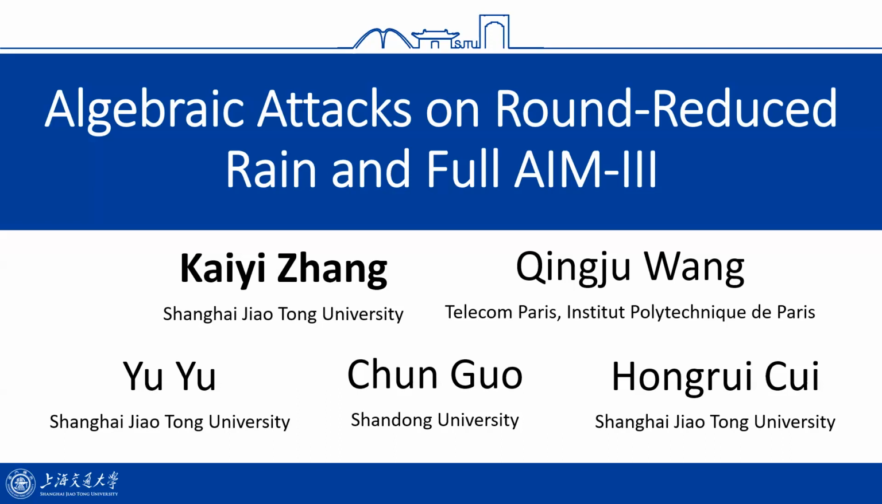Okay, welcome everyone for the second session on Symmetric-Key Cryptanalysis. There will be 3 talks in this session. The first talk will be algebraic attacks on round-reduced Rain and full AIM3. This is a paper by Kai Zhang, Qingju Wang, Yu Yu, Chen Guo, and Honghui Yu. And the talk will be given by Kai.